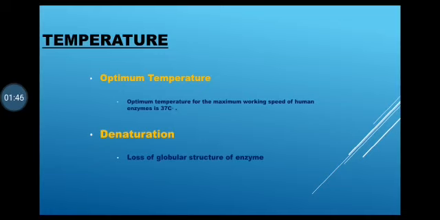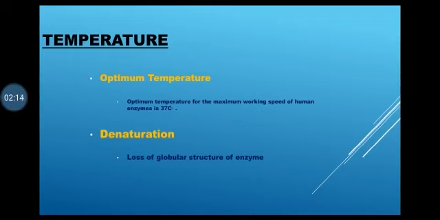Now, the first factor, that is temperature. Temperature is very important for enzyme catalyzed reactions. Why is it important? Because every enzyme works at its maximum rate at a specific temperature, and that temperature is called the optimum temperature for that enzyme. You can easily understand it by an example.